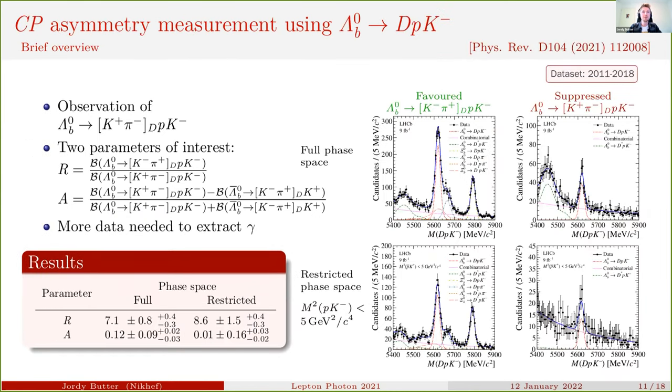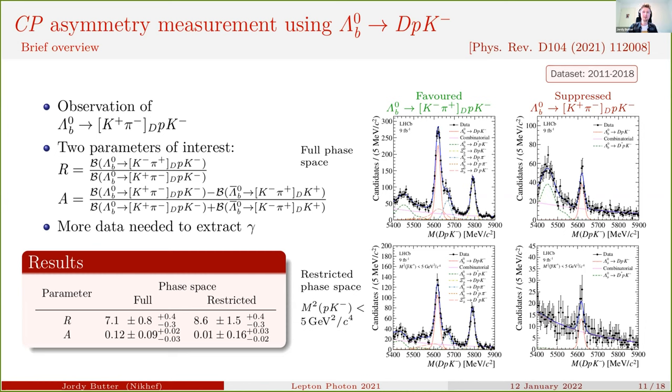Then there's also a CP asymmetry measurement using Lambda b to D proton kaon. This is done for the favored K minus pi plus and the suppressed K plus pi minus. The suppressed mode is observed in this analysis. And this is performed in two regions of phase space. First of all, the full phase space, and also a restricted phase space in terms of proton kaon mass. This restricted phase space was analyzed because an amplified interference is expected around this region.